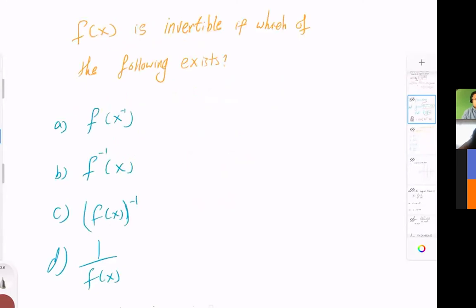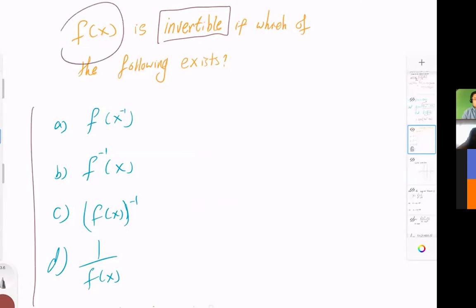f of x is invertible. The word invertible means it has an inverse. We learned that not all functions are invertible or one-to-one. So if it's invertible, that means it has an inverse. Which one is correct? B. Yes, B is correct. So f inverse of x, that's what we go through all the steps and solve for.